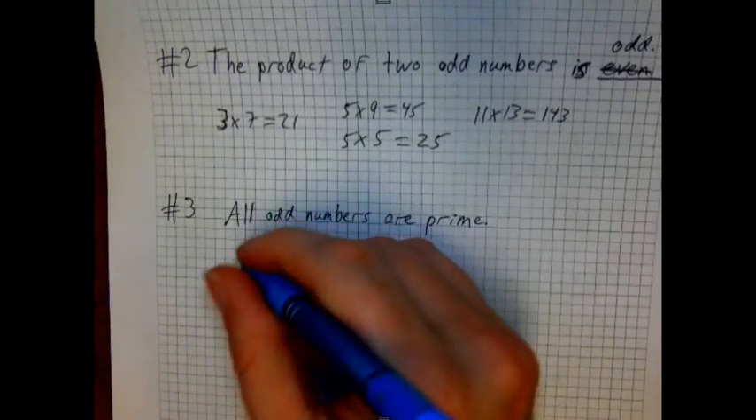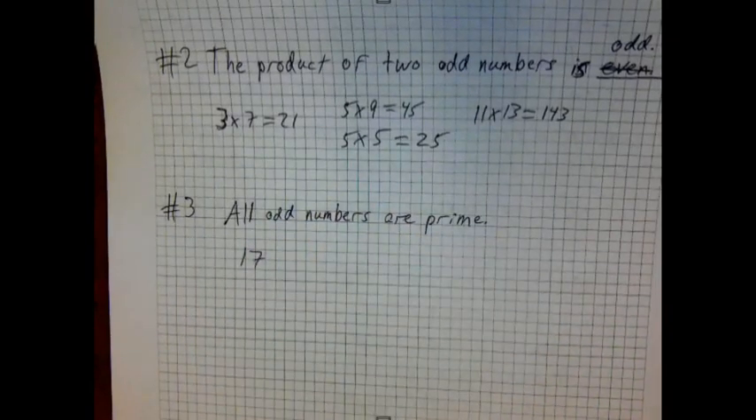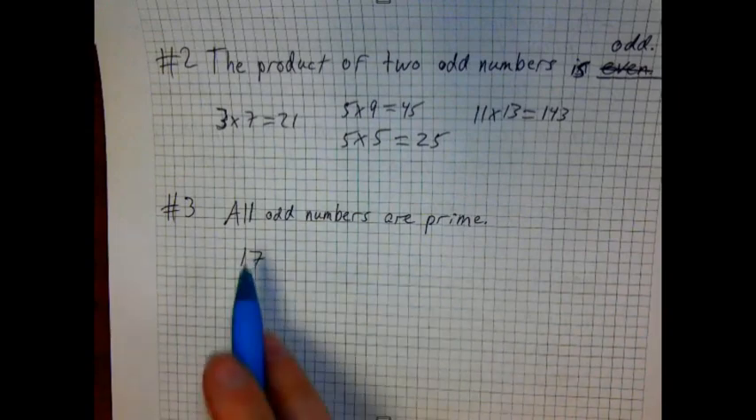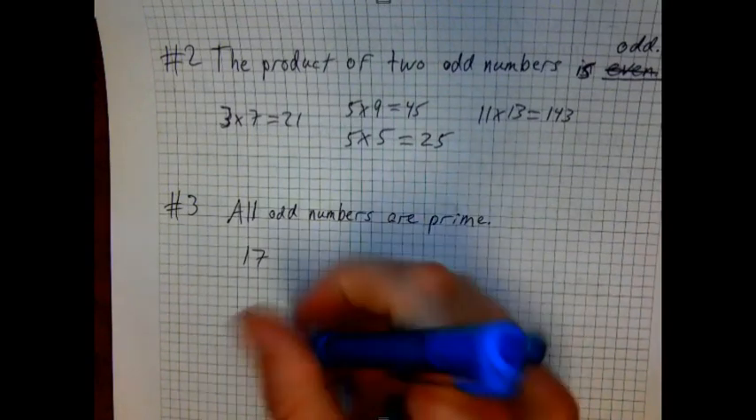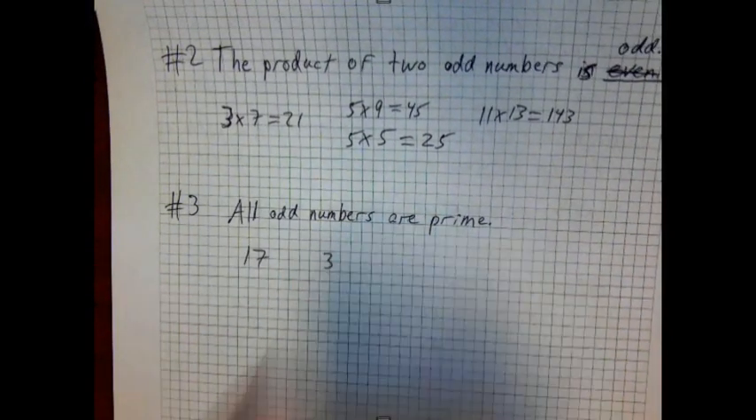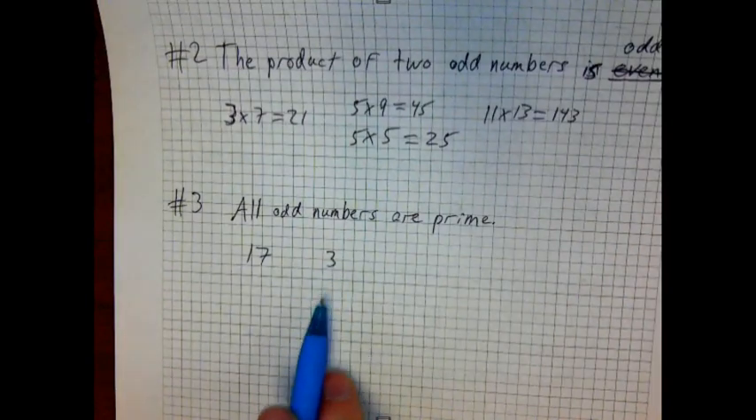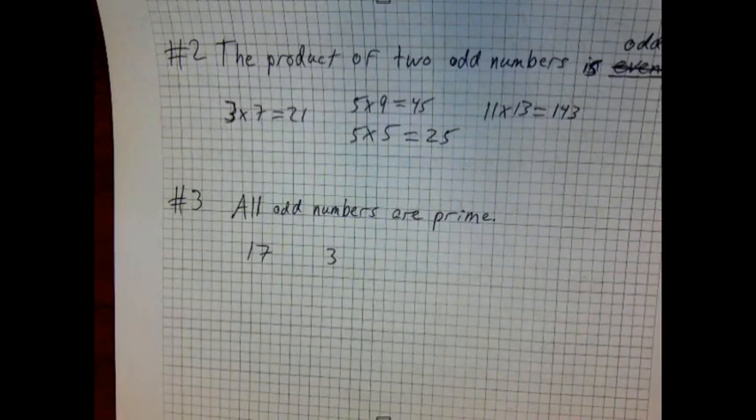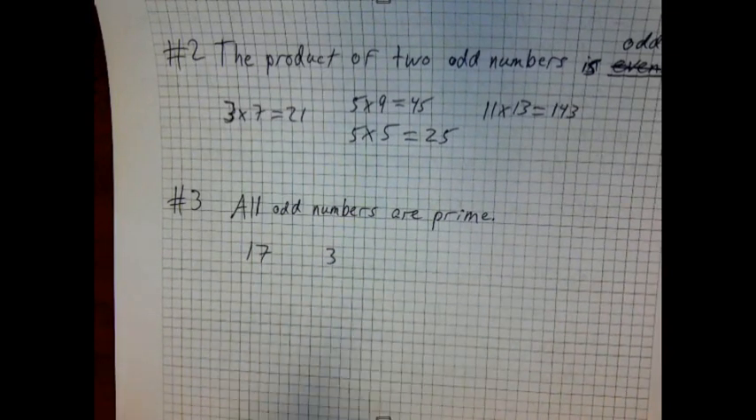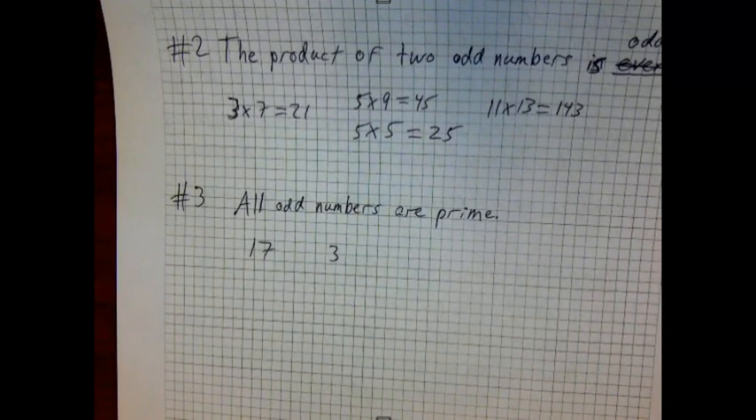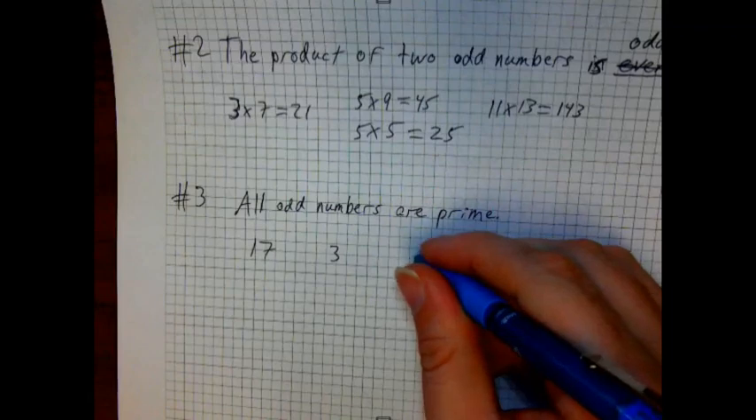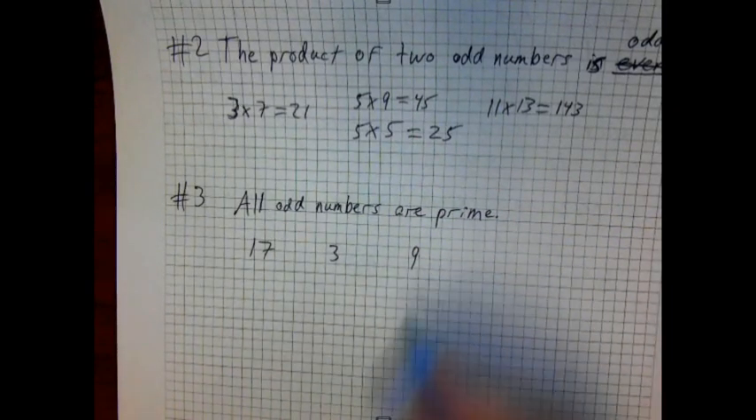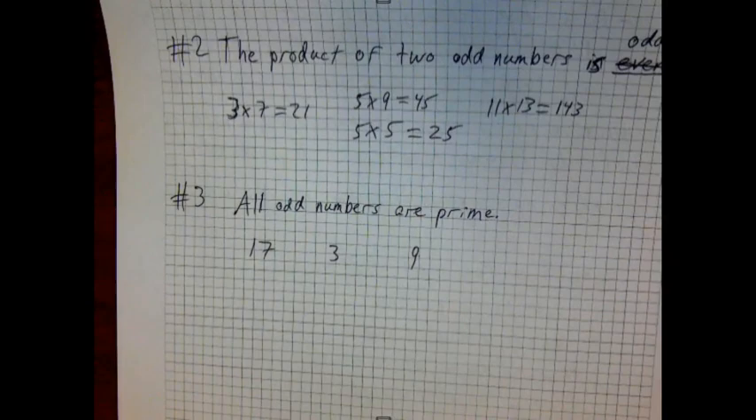So for example, 17 is a prime number because you can't divide 17 by anything except for 17 and 1. Another odd prime number is 3. You can only divide 3 by 3 and by 1, so it's prime. These are both odd numbers, so maybe all odd numbers are prime. Are there any odd numbers that are not prime numbers? Well, what about 9? We can divide 9 by 9, and we can divide by 1. Are there any numbers I can divide 9 by?